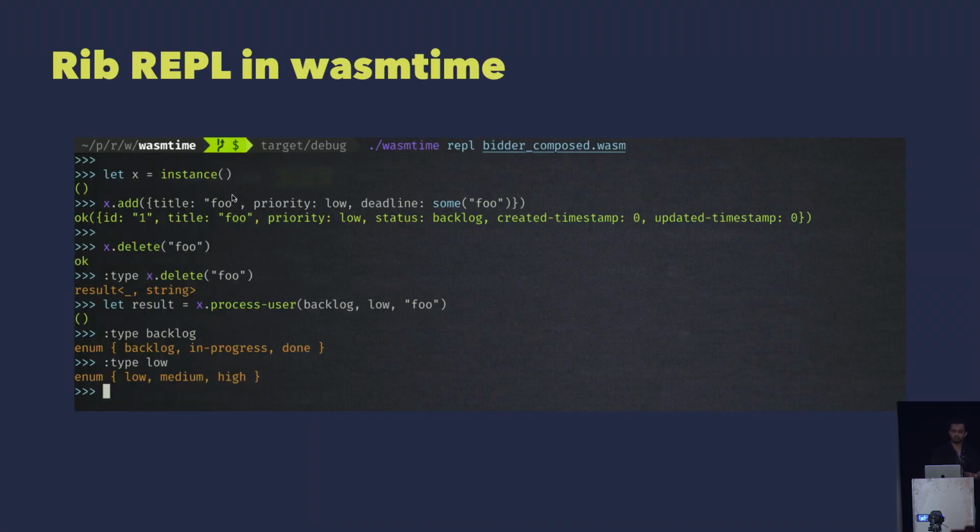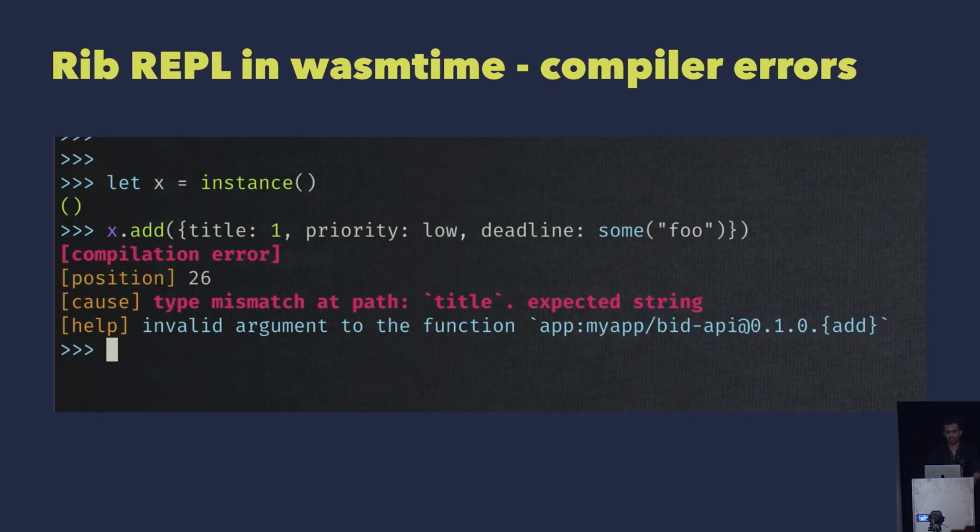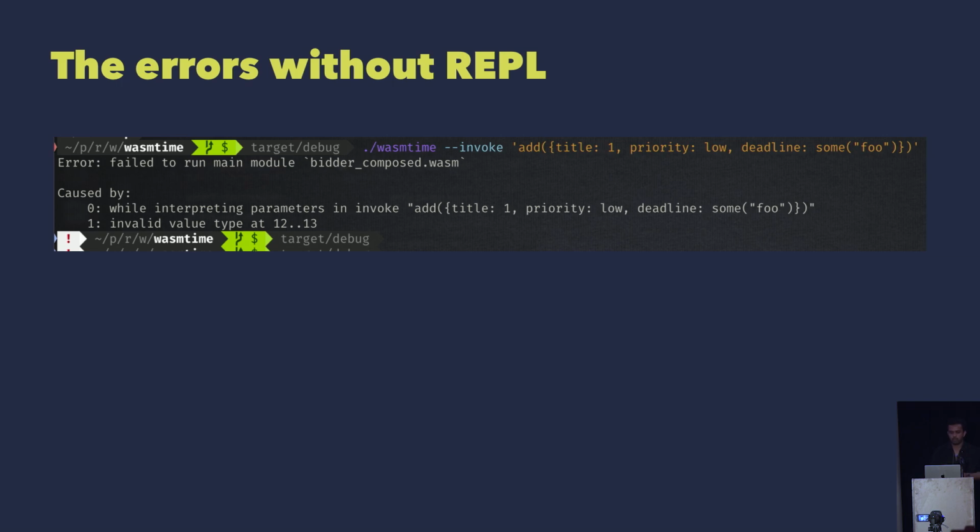So we saw this. Parser errors: you cannot return if there is a parser error, so you have to fix it inline. Compiler errors, we have seen an example of that one as well. This was the error without the REPL, which I showcased, which is the direct use of Wasmtime invoke.